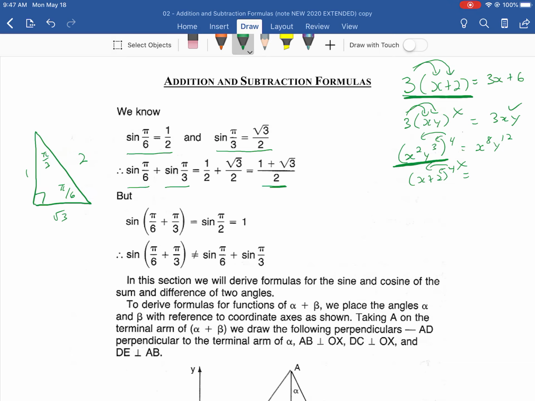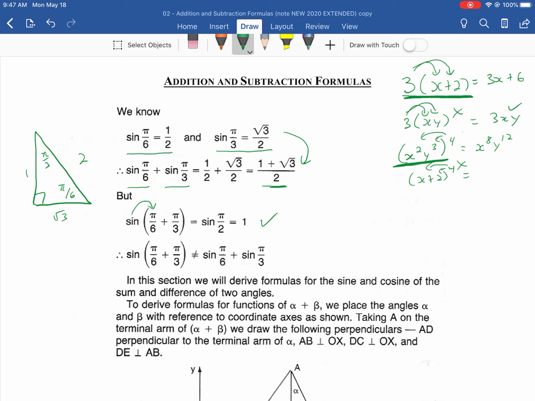But if you take these two things and add them together, sine of pi over 6 plus sine of pi over 3, we just add them together here. You get 1 plus root 3 over 2. I've just added those two things together. But the thing is, sine of pi over 6 plus pi over 3 equals sine of pi over 2 equals 1. That's what the actual answer is.